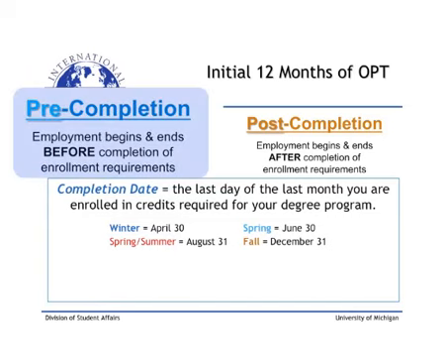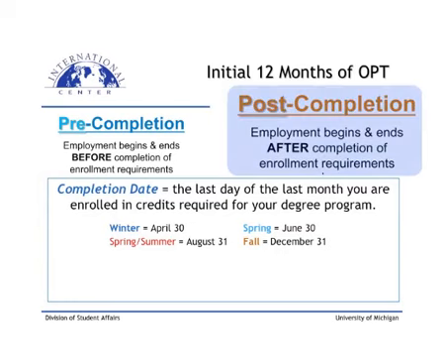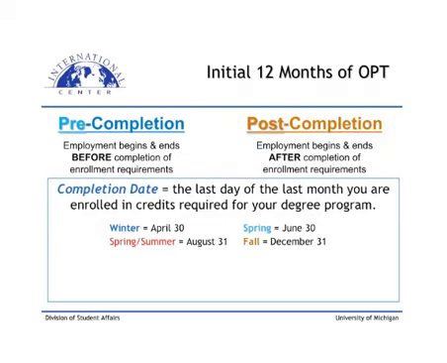Pre-completion OPT means that you have been approved for employment that begins and ends before the completion of your degree requirements. Post-completion OPT is when your employment has been approved to begin and end after you complete your degree requirements. So then, how do we know what the date is that you complete your degree requirements?